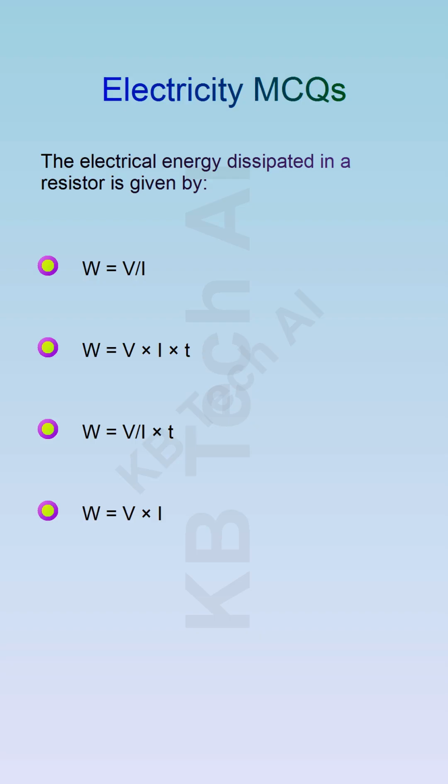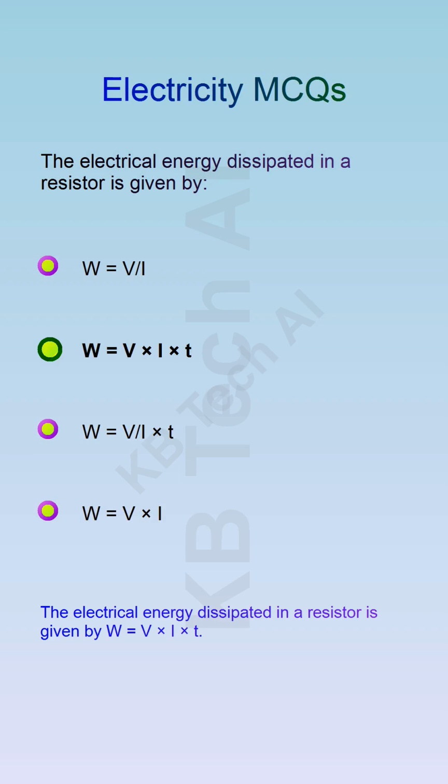The electrical energy dissipated in a resistor is given by option 1, W equals V divided by I, option 2, W equals V multiply by I multiply by T, option 3, W equals V divided by I multiply by T, option 4, W equals V multiply by I. The answer is, option 2, W equals V multiply by I multiply by T.